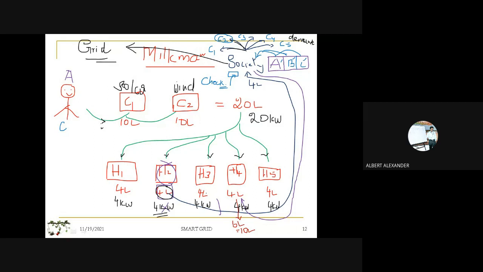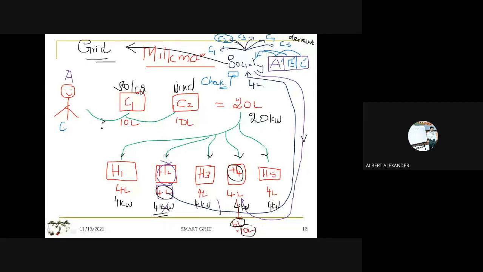For example, as per the milkman example, if house number 4 says that I need some extra power of 6 kilowatts, so I require 10 kilowatts of power, what I'm going to do is get the power from the grid. So this is called the grid connected system.